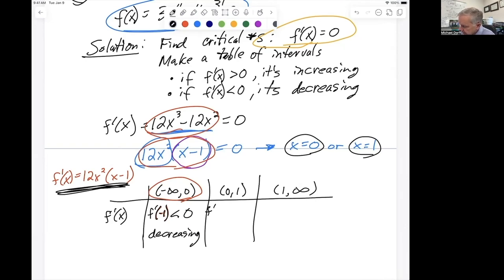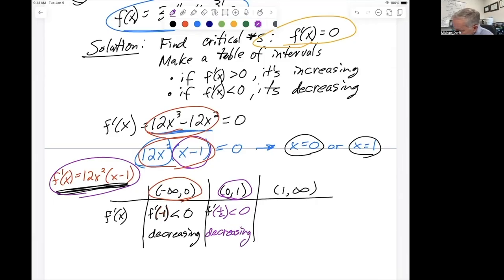Now I do the same thing with the next one. I take a number in between 0 and 1. And here I'm going to have to take a half, but that's okay. And I'm going to plug it back into that red function there. If I put a half in for x, the 12x squared, that's going to be a positive number. And then I put in a half into the parentheses x minus 1. So a half minus 1 is a negative number. So positive times a negative is negative. So it's decreasing also on that one.